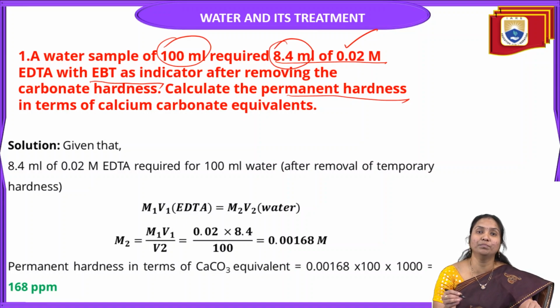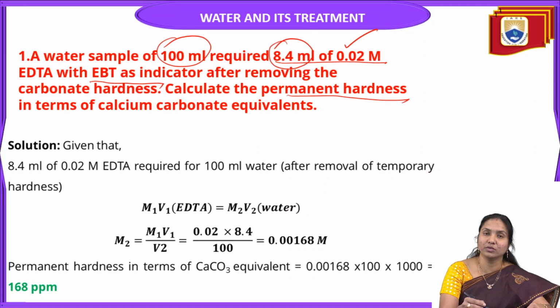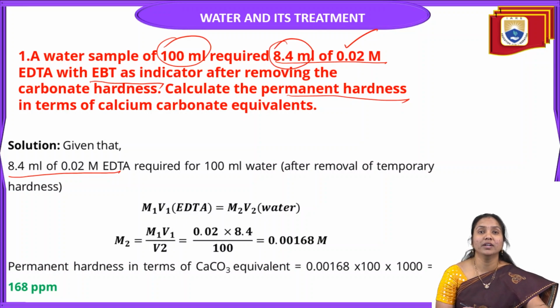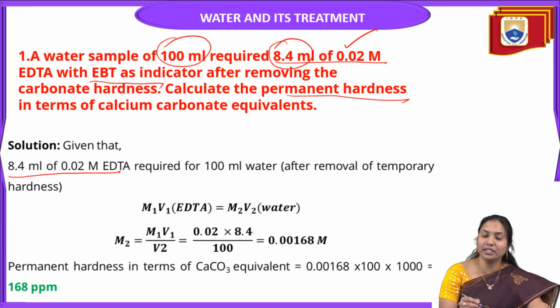We can calculate the permanent hardness according to the data, and after that convert it into calcium carbonate equivalent, because it makes the calculation very easy. So how can we calculate the permanent hardness of a given water sample? Your solution is given: 8.4 ml of 0.02 M EDTA is required for 100 ml of water sample.